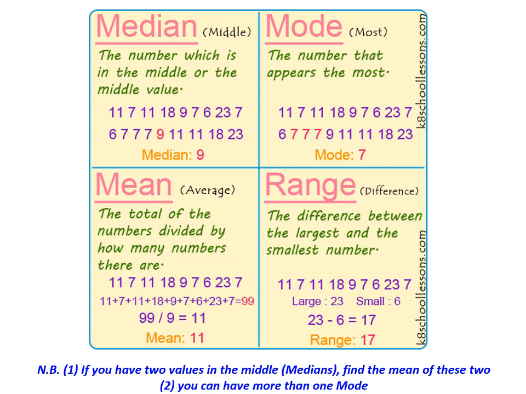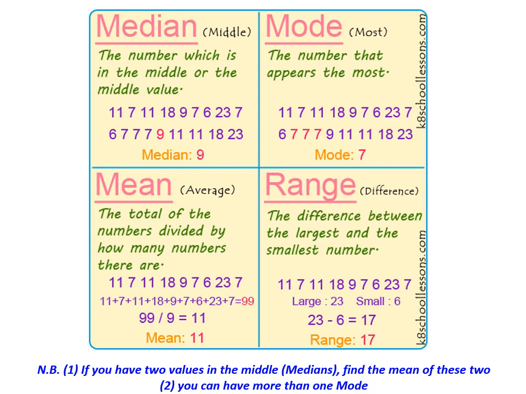While the mean means average, we will sum all the 9 values and divide by the number of the values. So we'll get 11. The mean is the total of the numbers divided by how many numbers there are. The mean here equals 11.